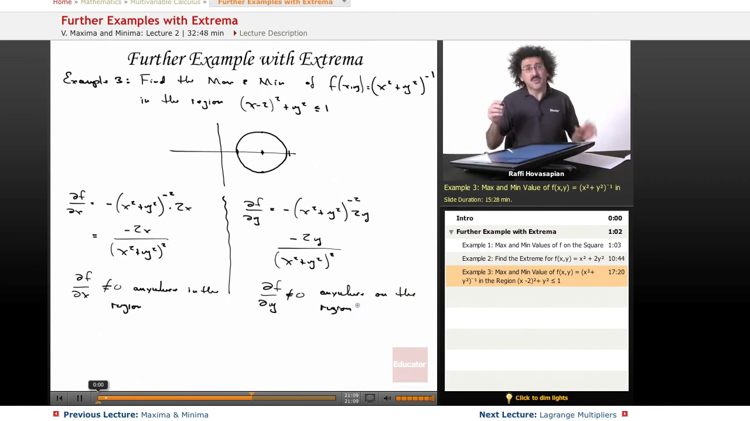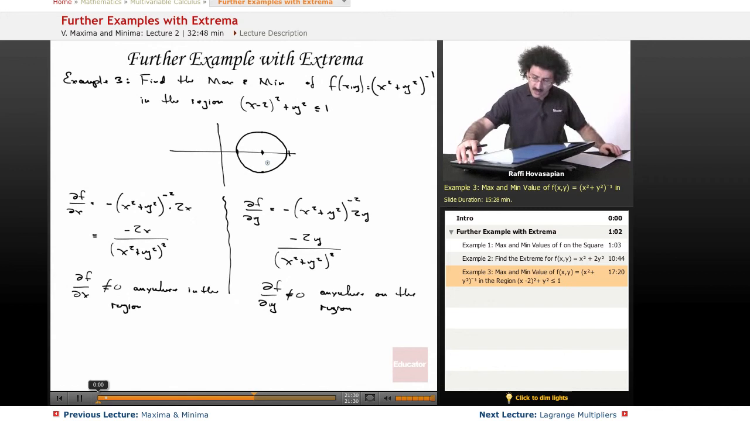Okay, because the derivative does not equal 0 anywhere on that region, we know that it's not going to take place anywhere on the interior. So the max and min of this function is going to take place on the boundary. So it's the boundary that we need to concern ourselves with. And here's where it starts to get kind of interesting. All right, so let's go through this very, very carefully.